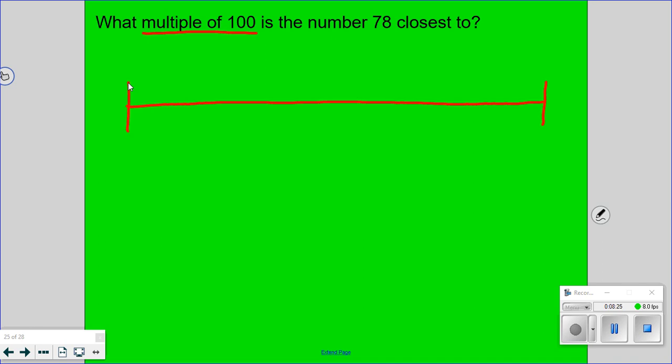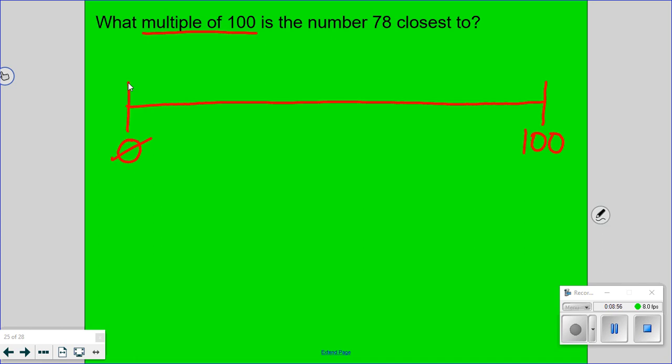Kaden? Is it 0 to 100? Yes. When you start skip counting, what's the first number that you should think about? 0. What's 100 more than 0? 100. Is 78 going to belong in between 0 and 100? Yes.